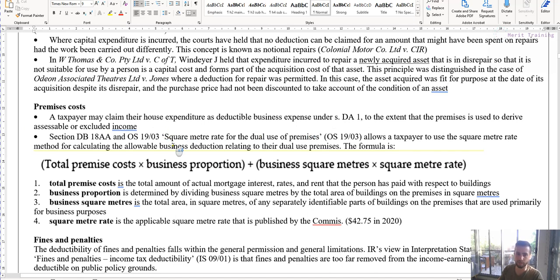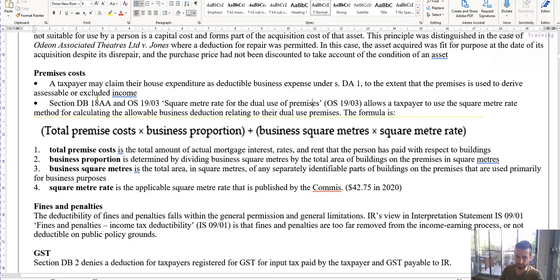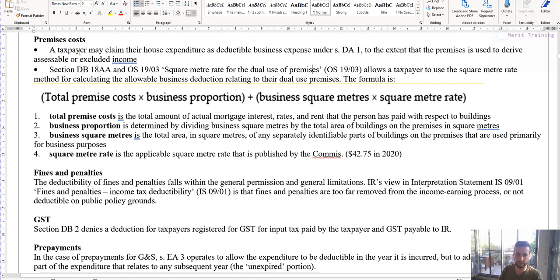So you basically figure out how many meters of your house is actually used for your business. Maybe it's just your study area. So figure out what the square meterage of the study is versus your whole house. That's your business proportion percentage. And there's the formula there. And it actually gives you a specific rate that you can use by the Commissioner, which is 42.75 in 2020. Just plug it in along with your percentage and your costs. That'll get you the rate that you can actually deduct for your premises if you're carrying on a business or generating income. Not salary, but actually carrying on a business from your home.